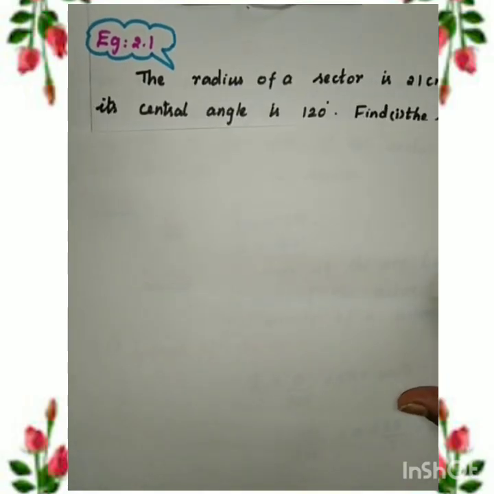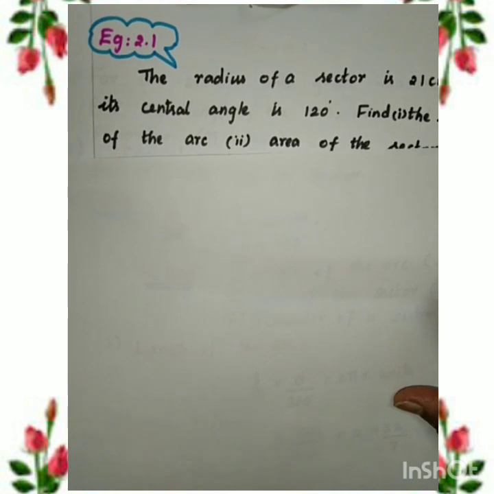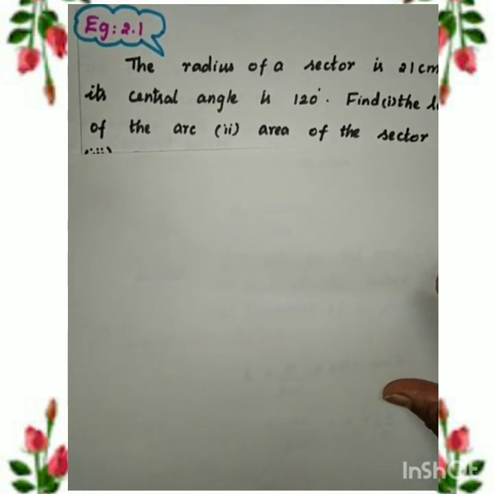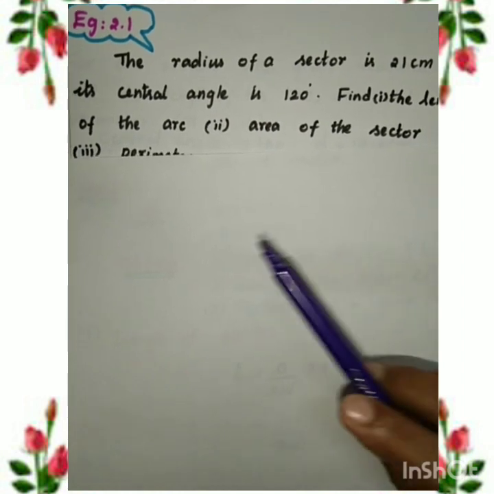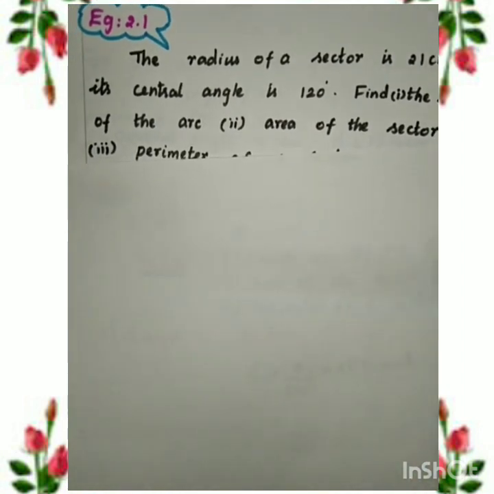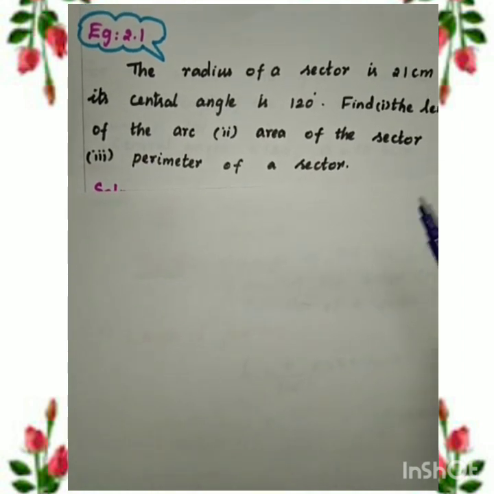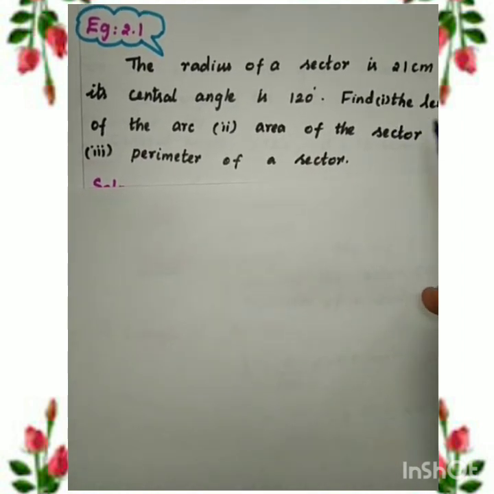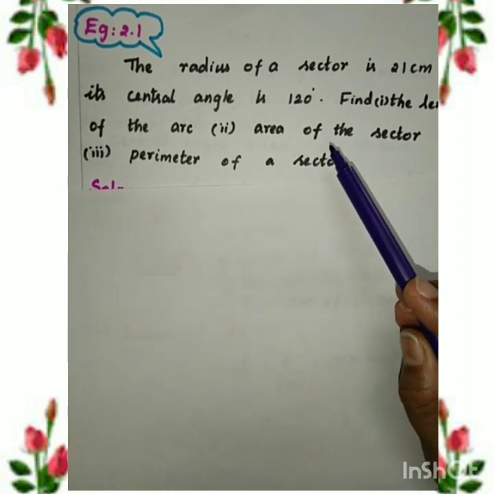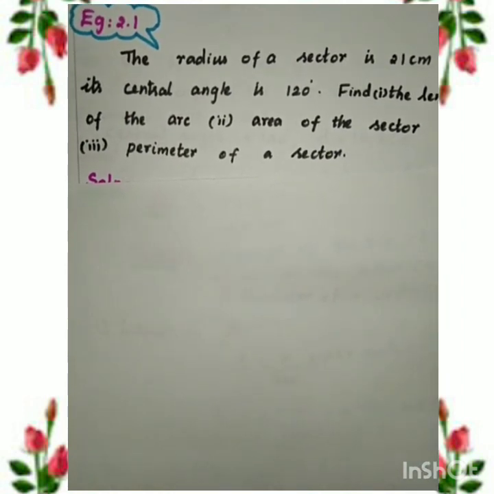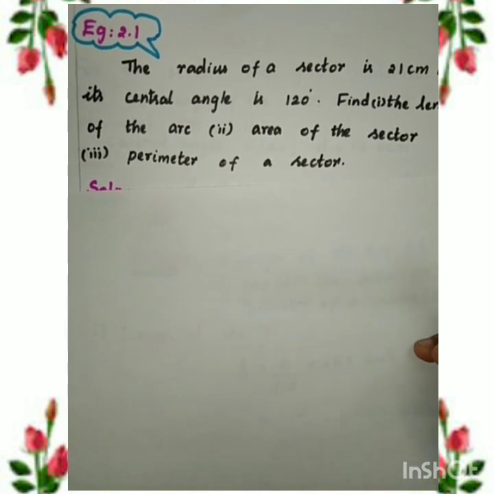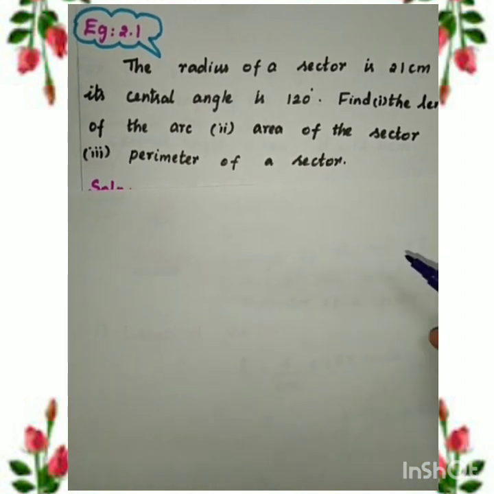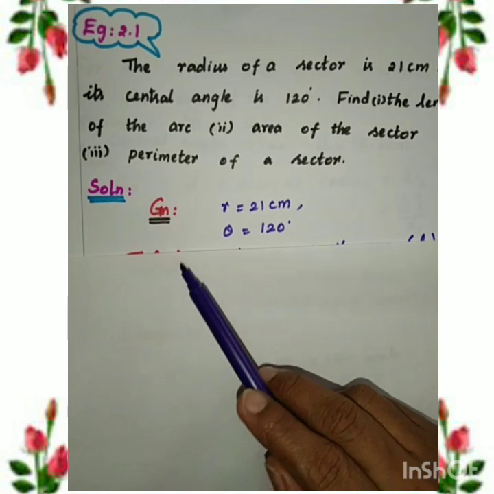Example 2.1. The radius of a sector is 21 centimeter and its central angle is 120 degree. Find the length of the arc, area of the sector and perimeter of a sector. So here in this question, radius is given, central angle theta is given. We are going to find out length of the arc, area of the sector and perimeter of the sector. Already we have said about the formula. So first we can write the given.